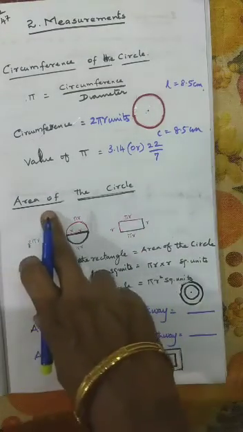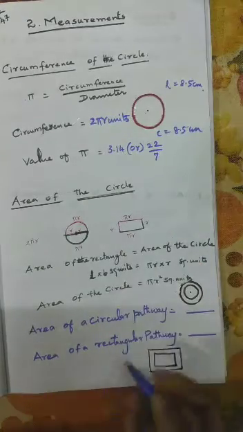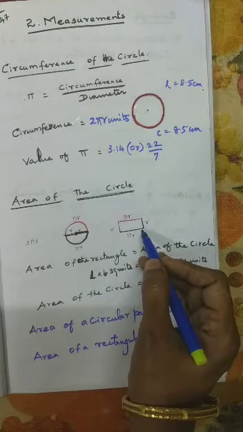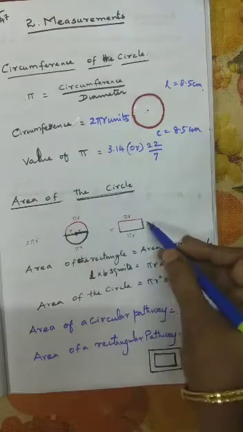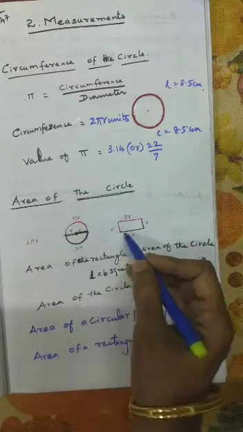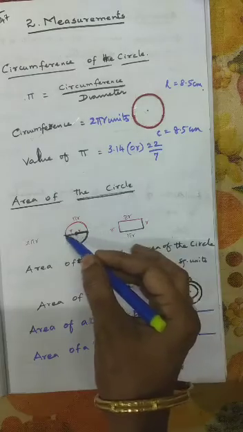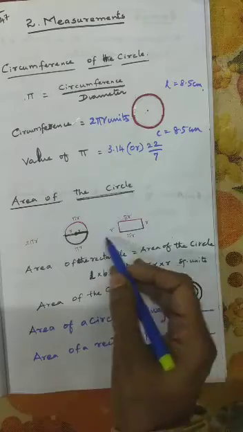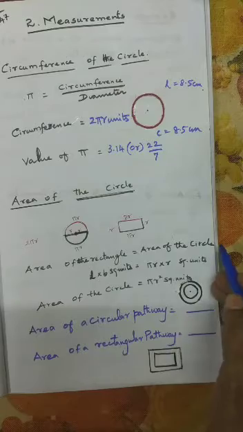Then another one, we have seen the area of the circle. You take this black portion here as the length of the rectangle, and this R as breadth on one side. Then again you take this red color portion as the length of the rectangle on the opposite side, and this R as the other breadth. Now see, we have the rectangle here. So area of rectangle is equal to area of a circle.